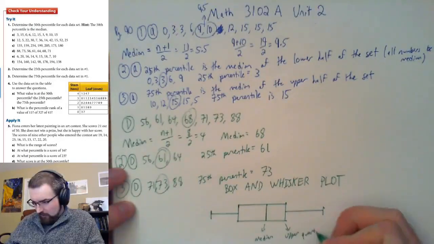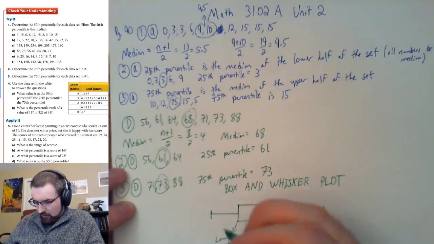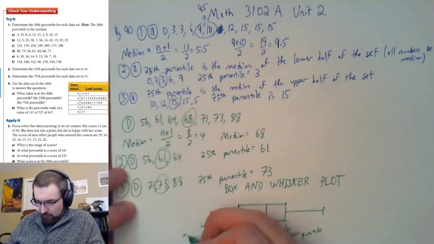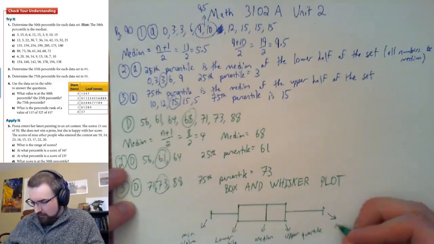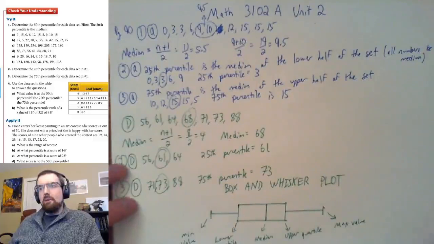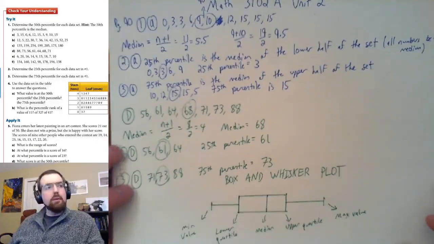This is the upper quartile. This is the lower quartile. This is the min value. And this is the max value. Right? And we sort of overlay them on top of the number line.